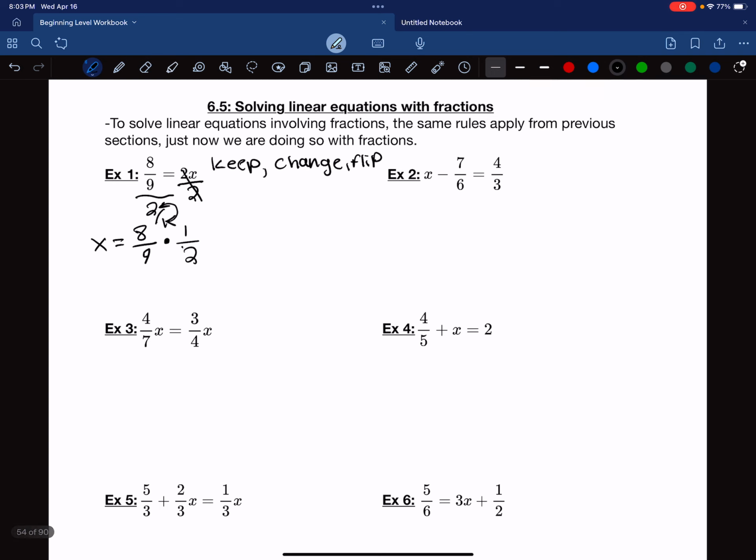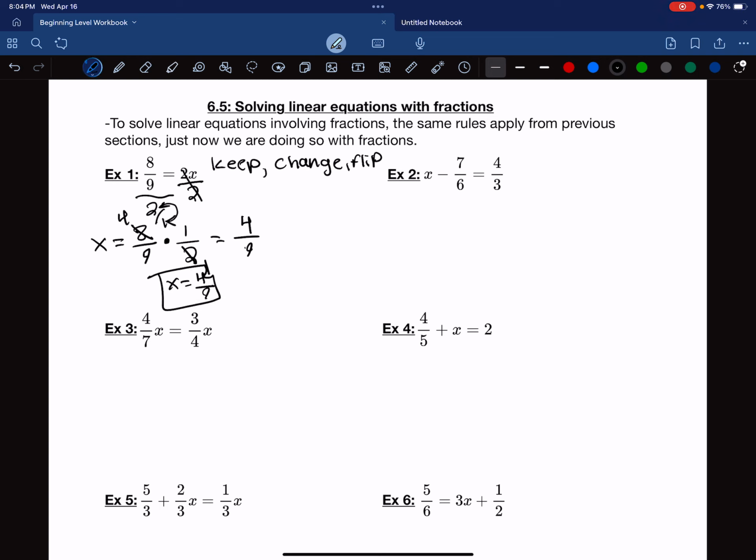So we're going to cross reduce, so we can divide both 8 and 2 by 2. If we divide 2 by 2, we get 1. 8 divided by 2 is 4. Then here we just multiply across. So 4 times 1 equals 4, and then 9 times 1 equals 9. So x equals 4/9. That is our answer.